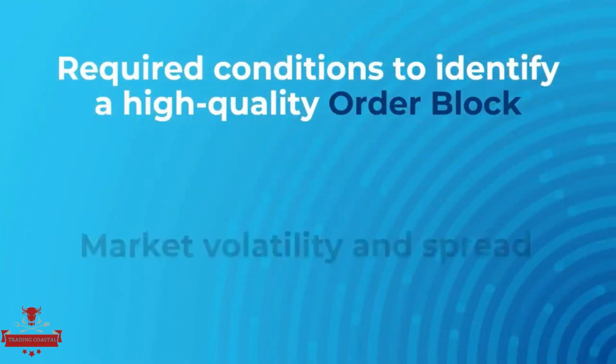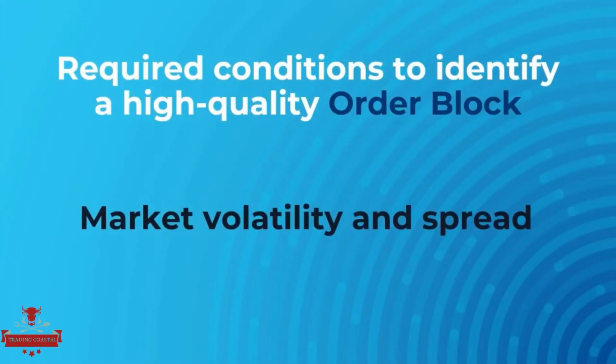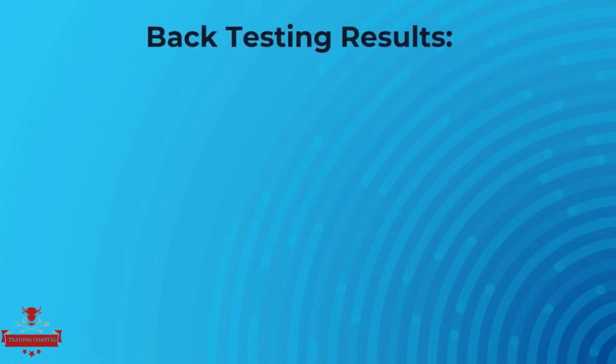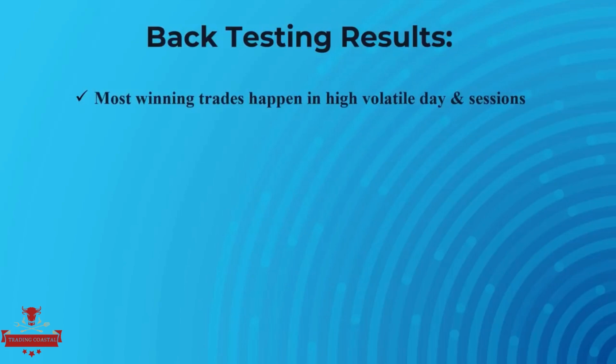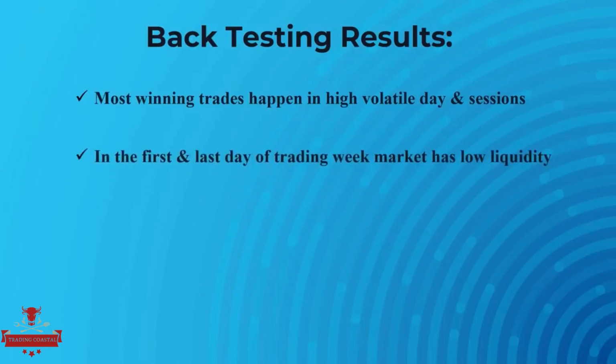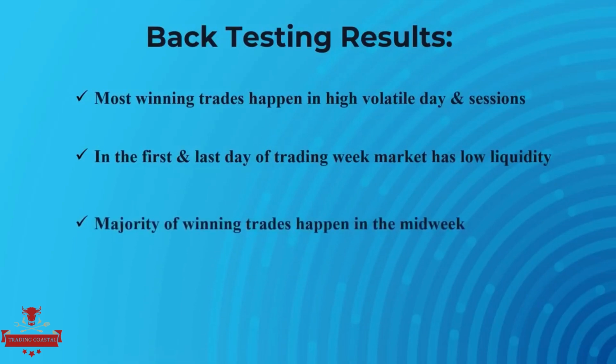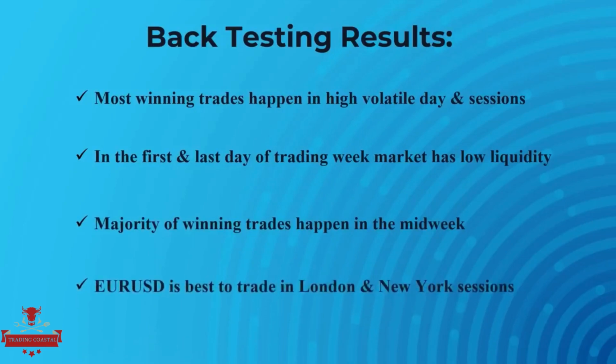The second factor you should consider when trading order blocks is the market volatility and spread. When we analyze the backtesting results, we notice that most winning trades happen on the highly volatile days and sessions. Usually, on the first and last day of the trading week, the market suffers from low liquidity. That is why the majority of winning trades happen in the midweek. Also, a pair like the euro-dollar is best to trade during the highly volatile time of the day, such as London and New York sessions. Otherwise, trading won't make sense, because we will not witness the movements we want to see in the market.